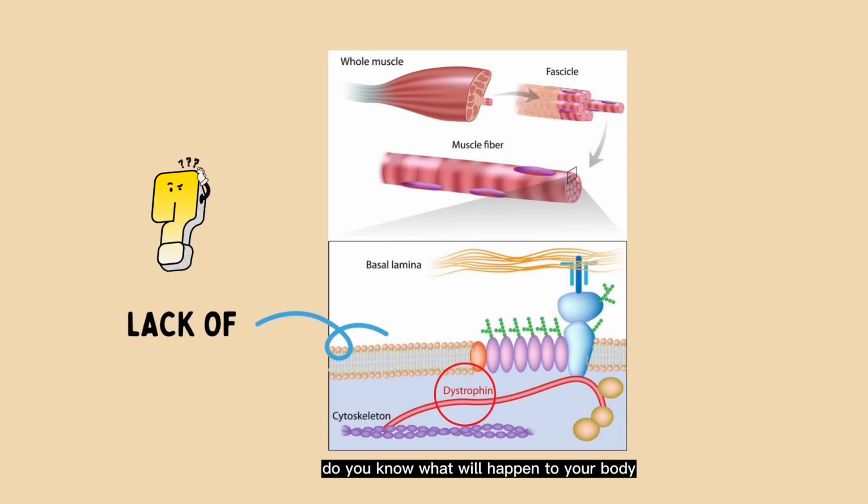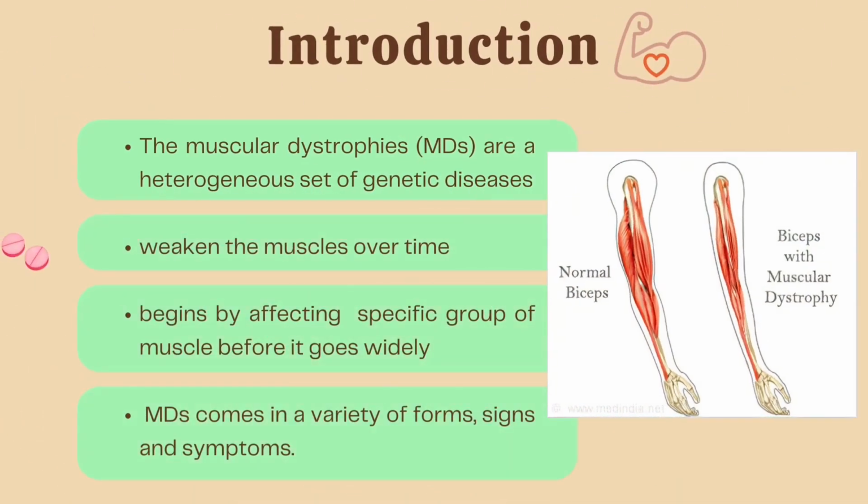Do you know what will happen to your body if your muscle lacks a protein called dystrophin? You will have muscular dystrophy. So let's take a look into muscular dystrophy.